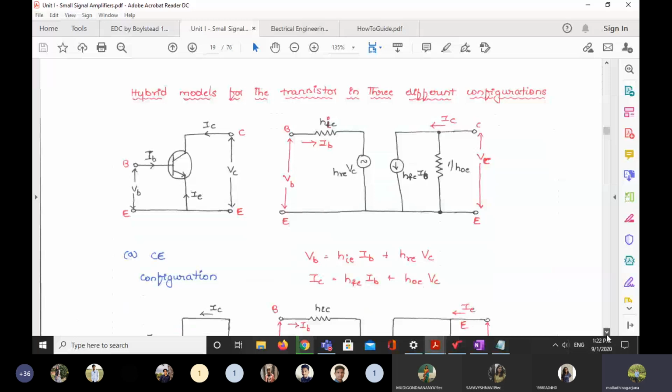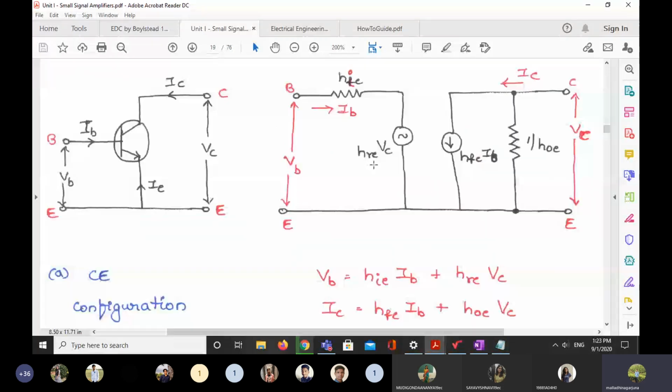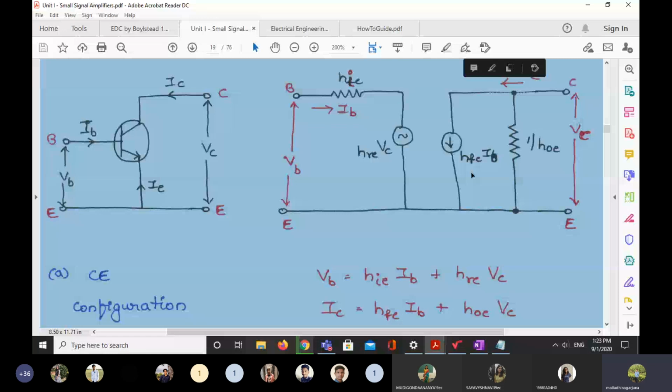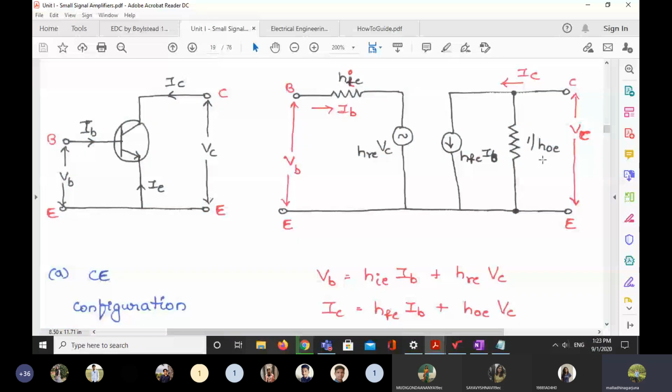So this is hie, the input impedance. The input current is ib, this is hre into vc, and this is hfe into ib here, and this is 1 by hoe, and the final output is the voltage. We already saw this in the previous class. If you go back and check, we have the 3 H parameter models and the 3 H parameter equations for the 3 configurations: CE, CB and CC. So these are the H parameter models of the CE amplifier.